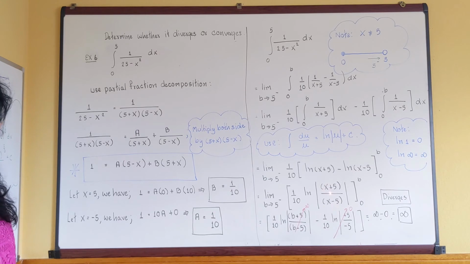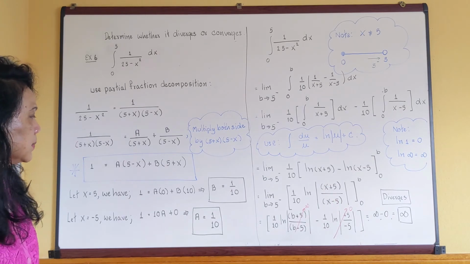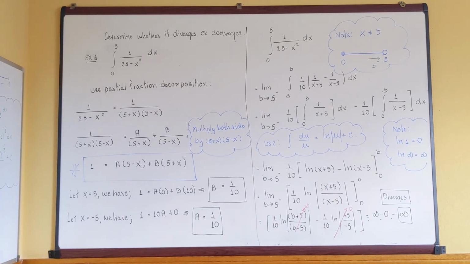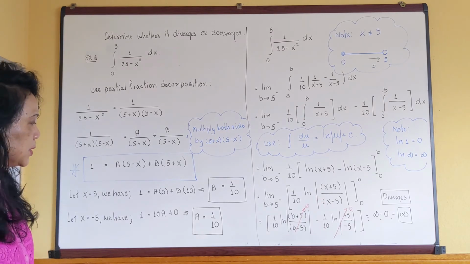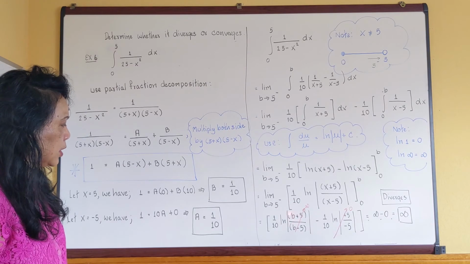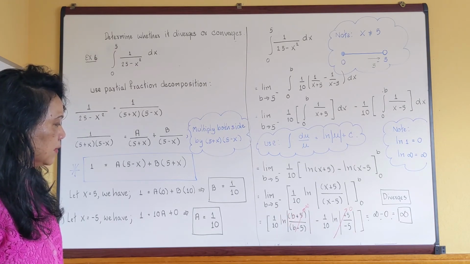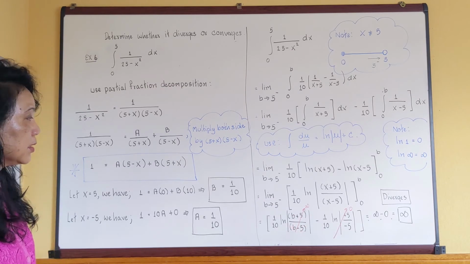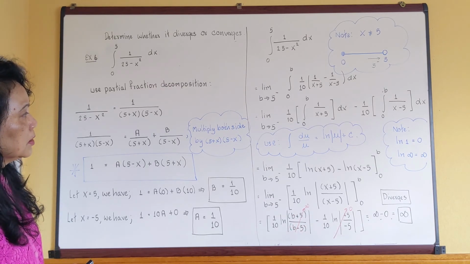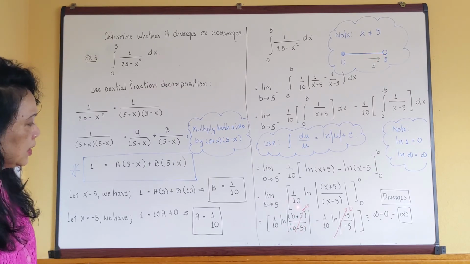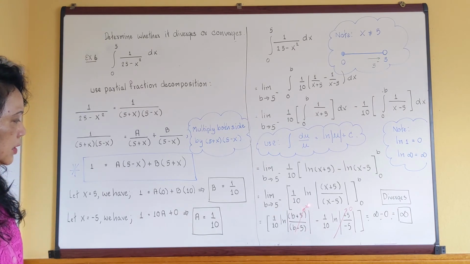Using the log definition, I put them in a quotient. Now let's take a look at this. I directly substitute the upper bound with b, and the lower bound with 0, which gives me this. If you try to substitute numbers very close to 5 from the left in here, you're going to end up with infinity.